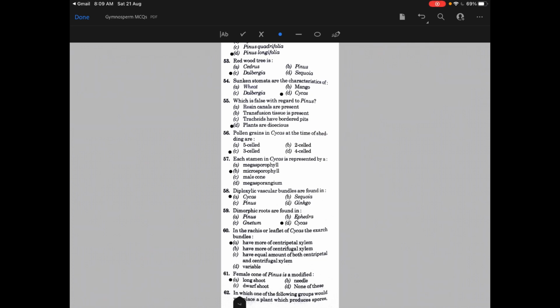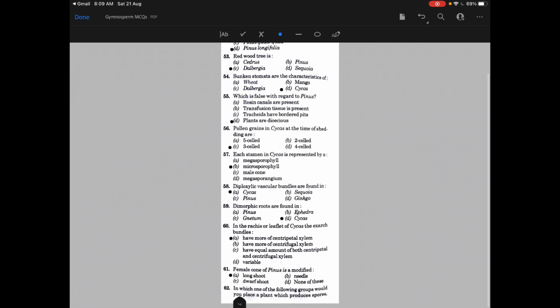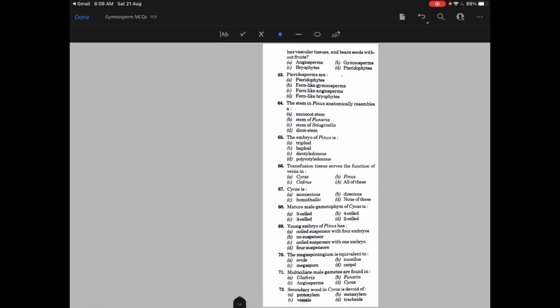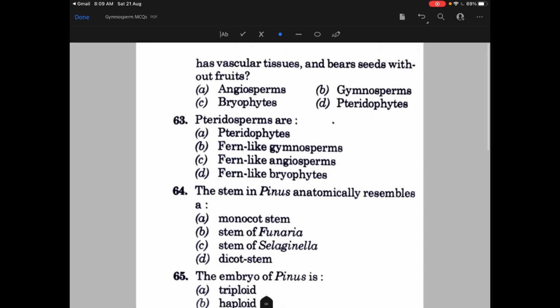In which one of the following groups would you place a plant which produces spores, has vascular tissue and bears seeds without fruits? The answer is B, that is the gymnosperms. Next, pteridosperms are dash, and the answer is B, that is fern-like gymnosperms. Next, the stem in Pinus anatomically resembles a dash, and the answer is D, that is dicot stem.